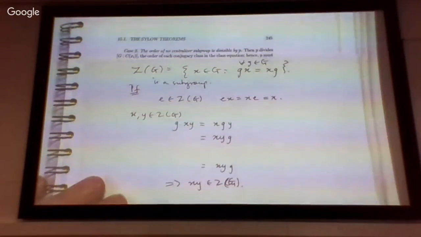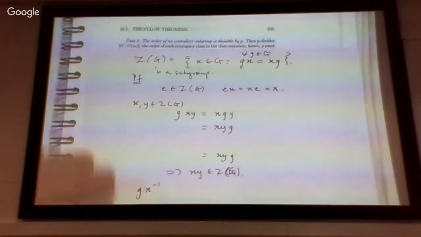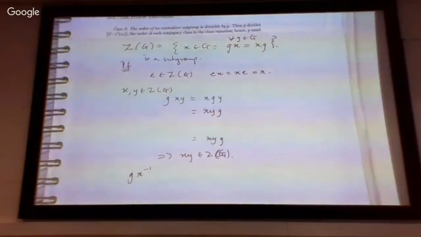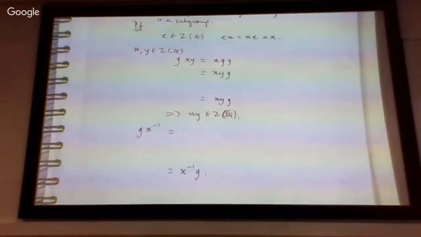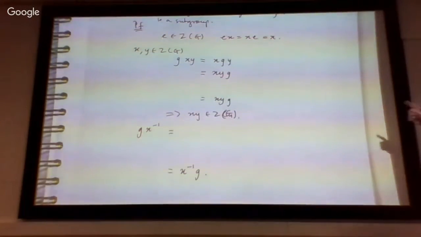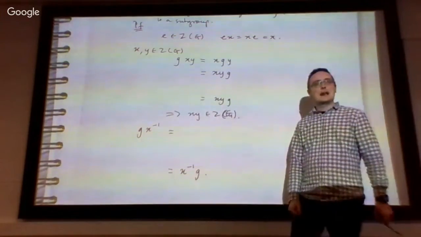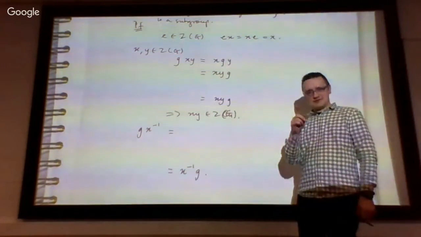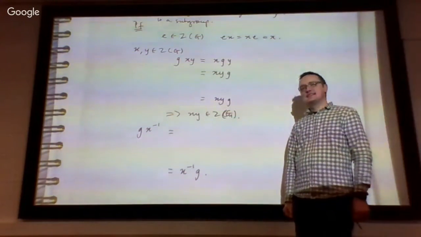And then the only thing you have to do is X inverse. So GX inverse. We want to show that that's X inverse G, for any G. If X exists in the center, doesn't its inverse also exist in the center? Well, that's exactly what we're trying to prove here. You're prejudging it. So you're right, but that's the added step here. That's the task here.